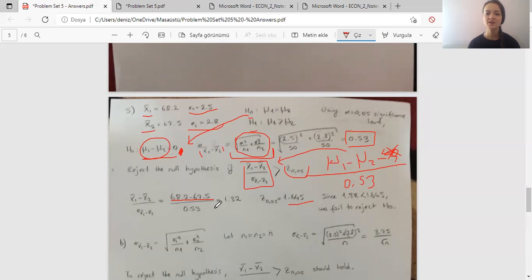And this gives us the value 1.32. And we know that this is less than 1.645. So we are not rejecting. We fail to reject H0. So we can't say that, oh no, they are different, they are not the same. We can only say that we are unable to reject it.